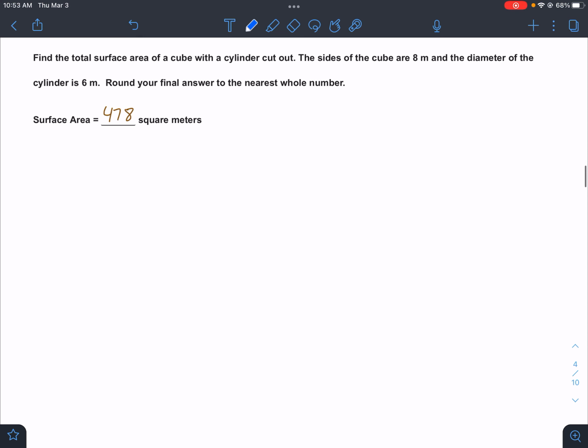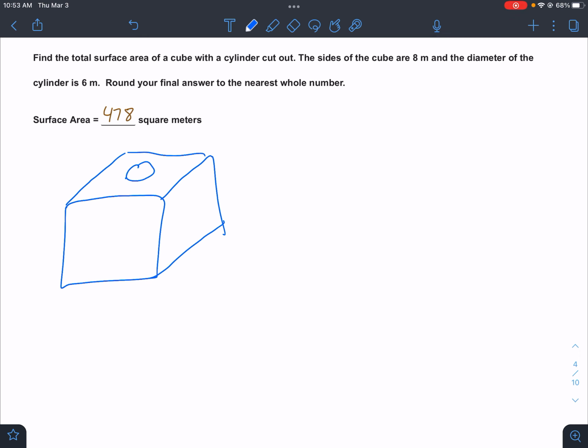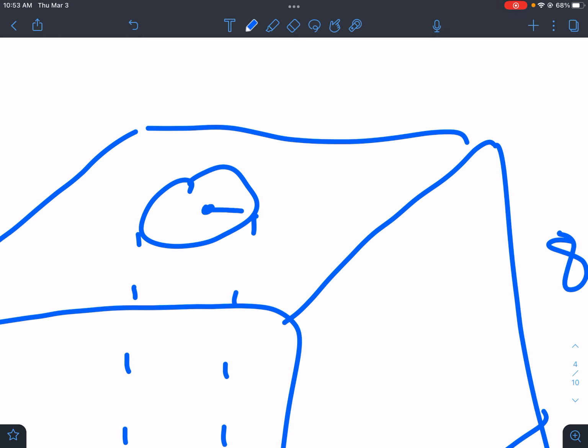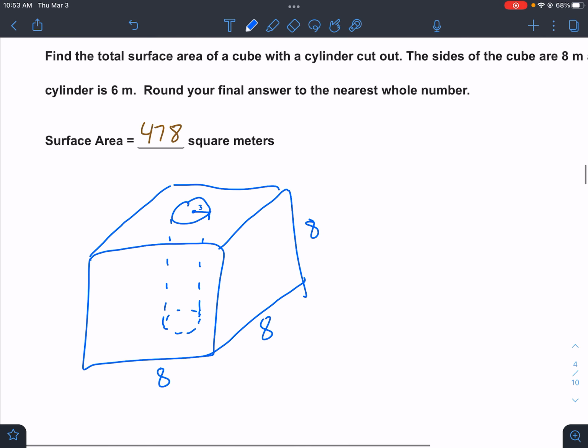Find the total surface area of a cube with a cylinder cut out. It doesn't matter how you do it, but I'm going to do my cylinder from top to bottom. So there's a cylinder cut out of the cube. The sides of the cube are 8. So all the sides are 8. And the diameter of the cylinder is 6. I don't care about the diameter. I care about the radius, which is going to be 3. All right, so those are my numbers.